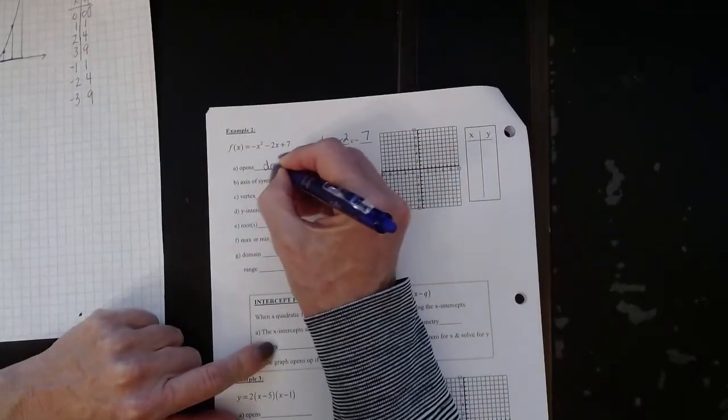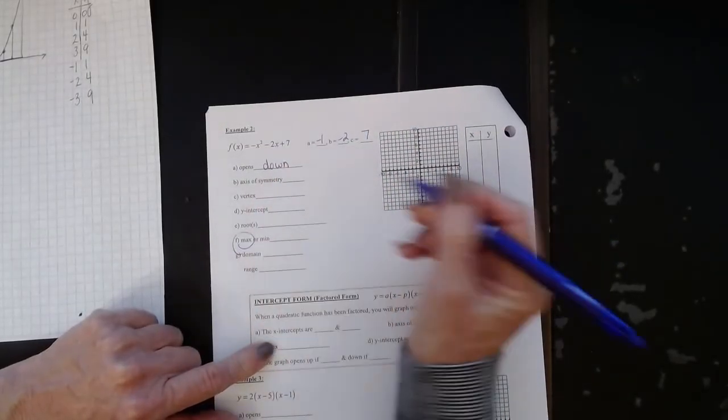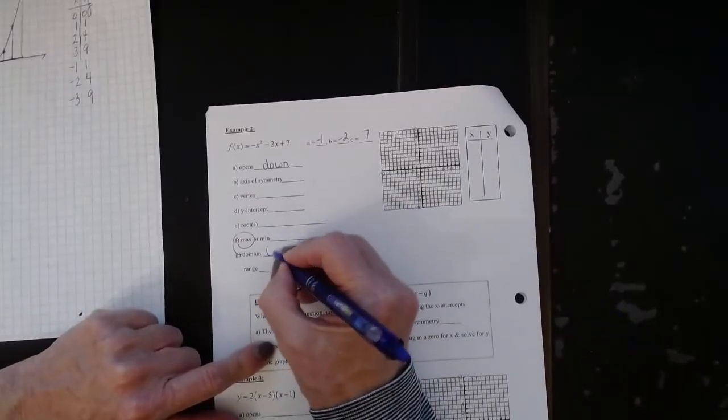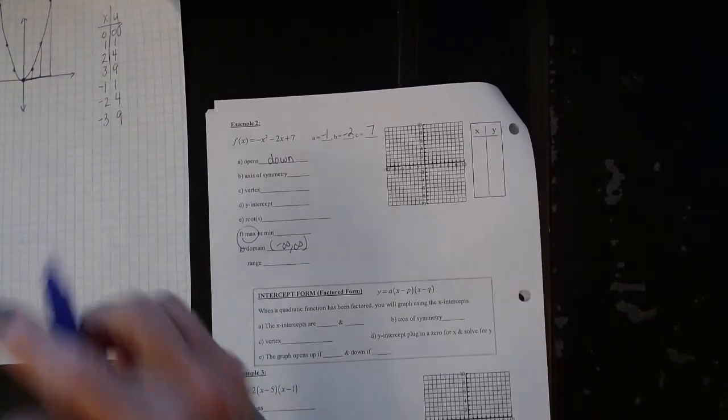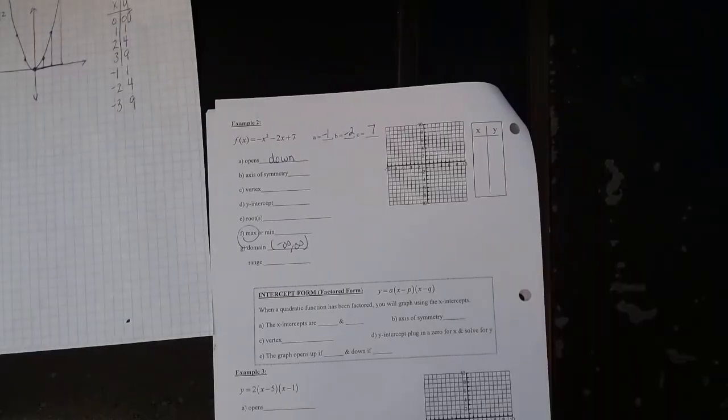It opens down. If it opens down, that means I have a maximum value. My domain is negative infinity to infinity. And everything else I need my vertex for except the roots. We'll have to use the quadratic formula again.